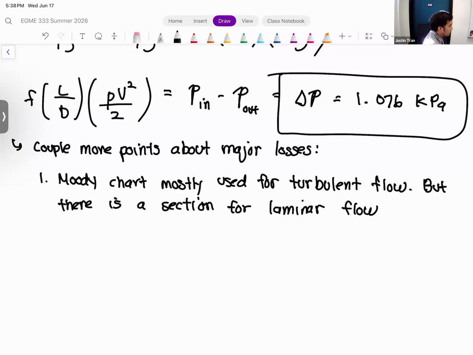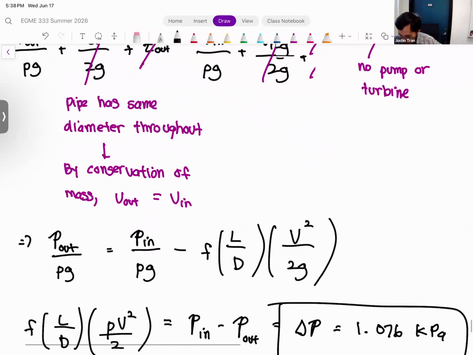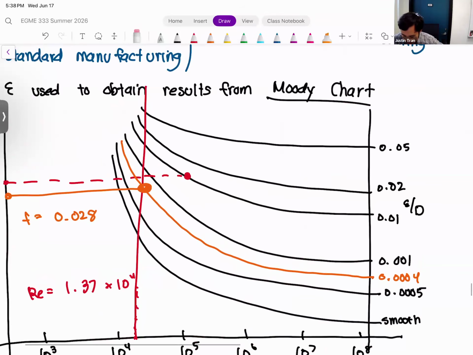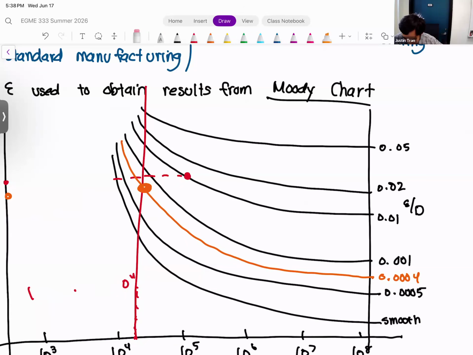So actually, if you look at the Moody chart in your book or just online, you'll see that there's a section of the Moody chart that I did not draw. And that pertains to the laminar section. So let's go back up to the Moody chart very briefly here. You may have been wondering, why did I leave that section on the left so empty? Because that is the laminar section.